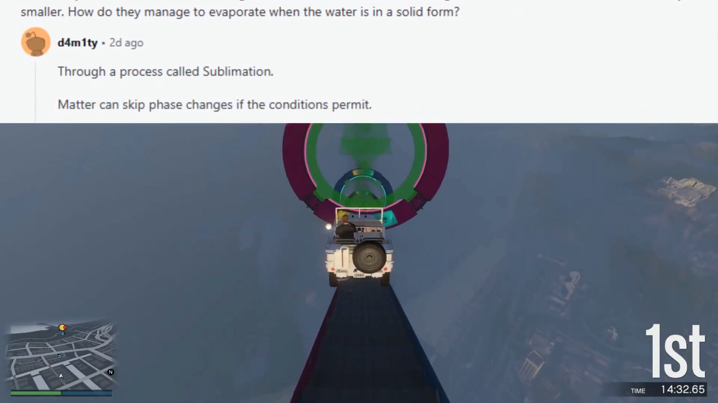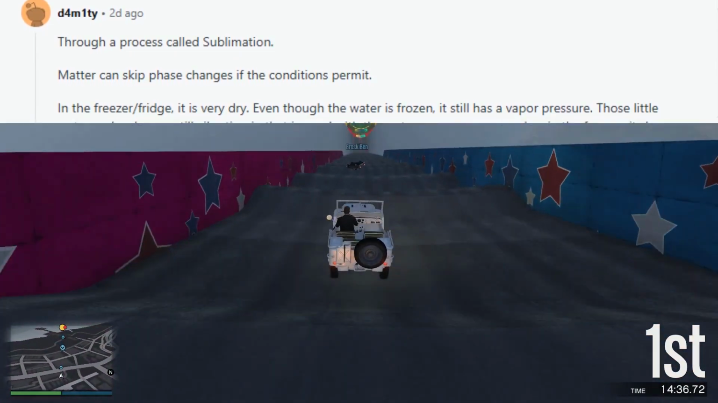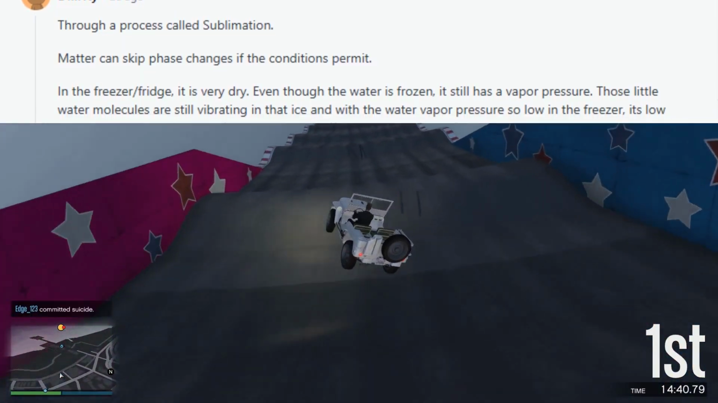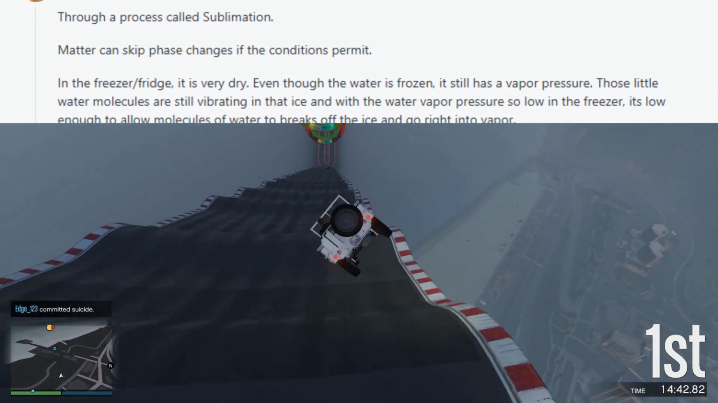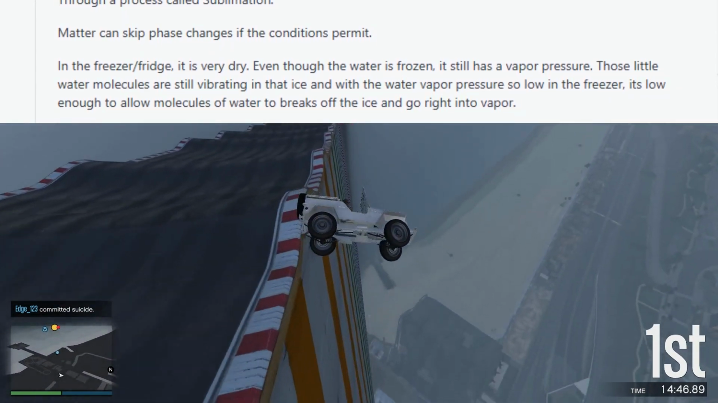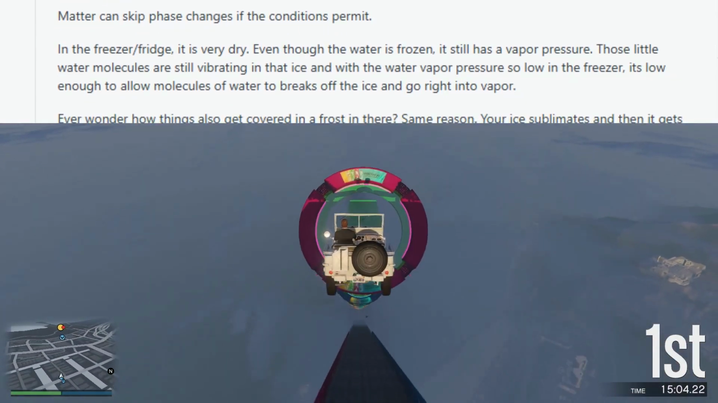Matter can skip phase changes if the conditions permit. In the freezer/fridge, it is very dry. Even though the water is frozen, it still has a vapor pressure. Those little water molecules are still vibrating in that ice, and with the water vapor pressure so low in the freezer, it's low enough to allow molecules of water to break off the ice and go right into vapor.